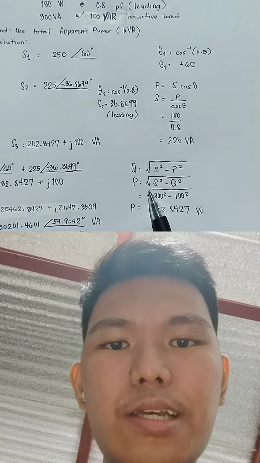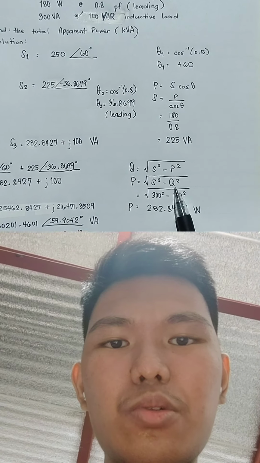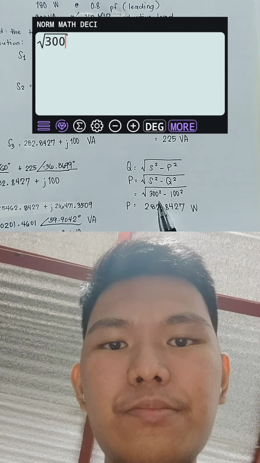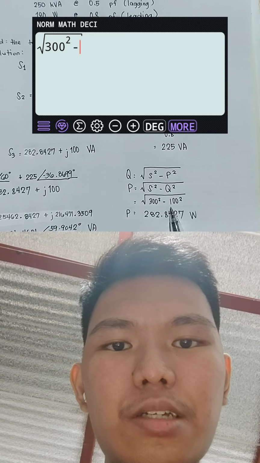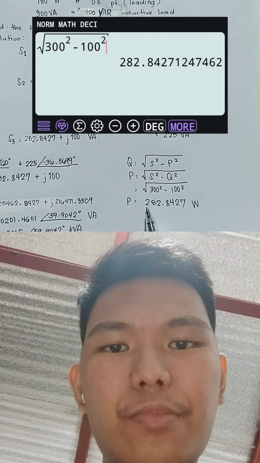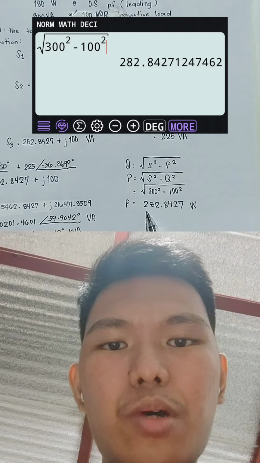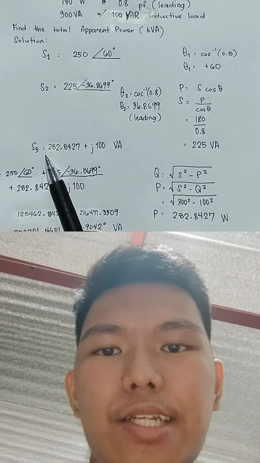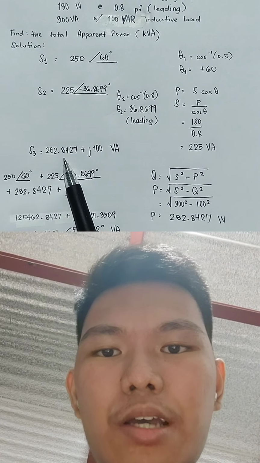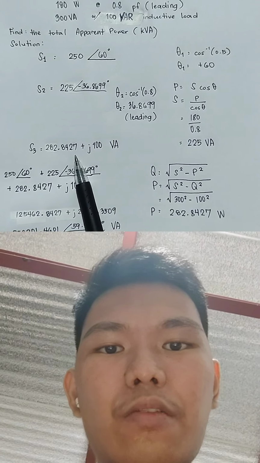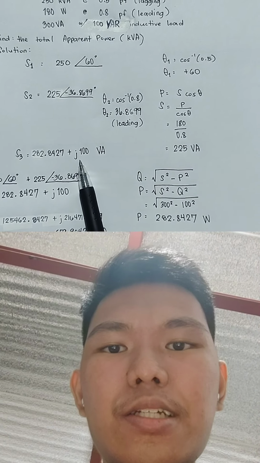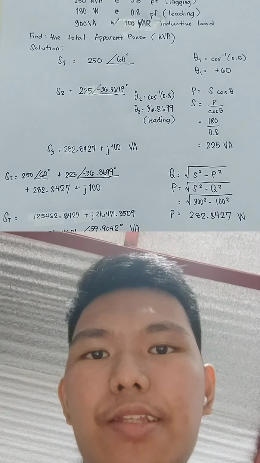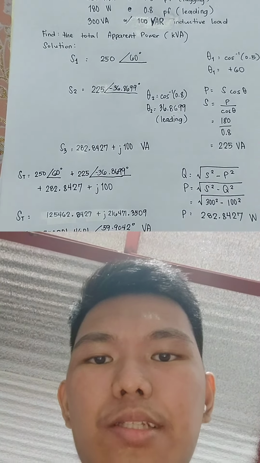P equals square root of S squared minus Q squared, which is the square root of 300 squared minus 100 squared. P is now equal to 282.8427 watts. Now, our S3 is 282.8427 for the real part plus j100 for the imaginary part. Since we are finding the apparent power, we will sum them up.